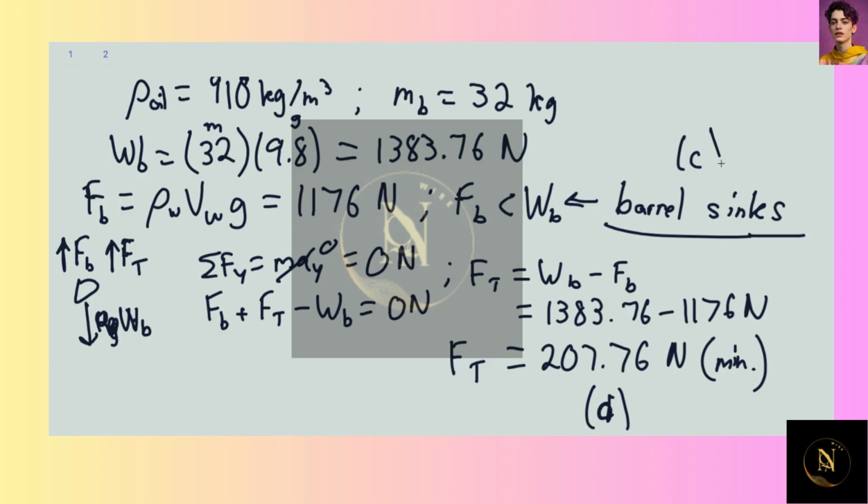The barrel sinks is part C. We had to assume that the barrel was completely underwater to begin with. Then once we found out whether the buoyancy force or the weight of the barrel was greater, we can tell whether the barrel will sink or float. And if it sinks, we can figure out the tension in a theoretical rope to pull it back up to the surface.